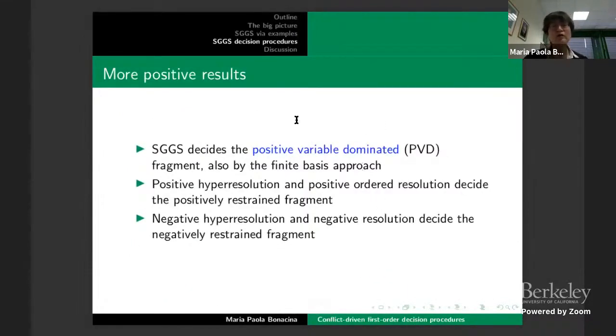We can also show by using the finite basis technique that SGGS decides the positive variable dominated fragment, which is an already known fragment also built on positively ground preserving clauses. The restrained fragment is pretty well behaved because we can show that it is decided also by hyper-resolution.